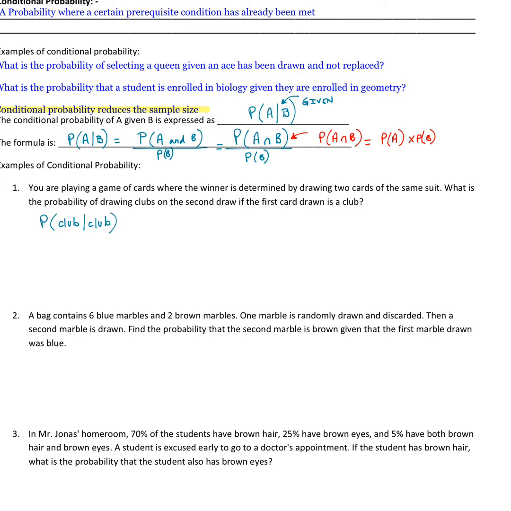Okay, so if we write this out so we can kind of see what's happening, the probability of a second club and a first club, and then of course we're going to divide that by the probability of that first club.